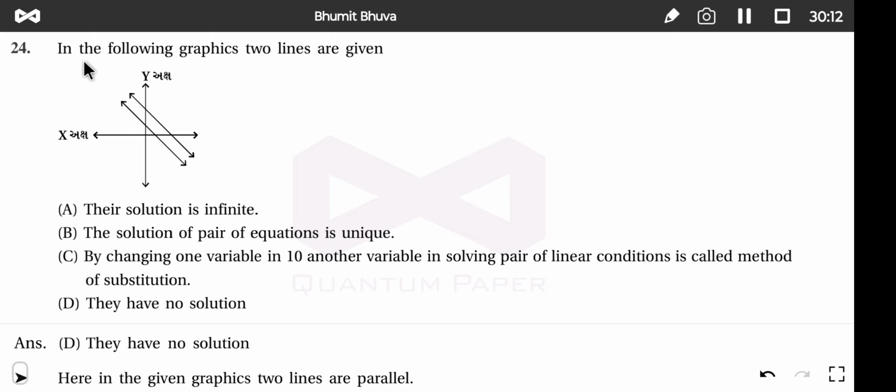Okay, the next question is, in the following graph, two lines are given. You can see that from this graph, these two lines represent parallel lines. Parallel lines mean which solution? It has no solution. So option D is the correct one.